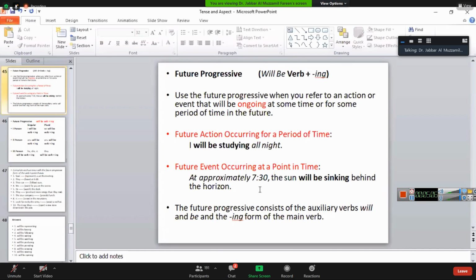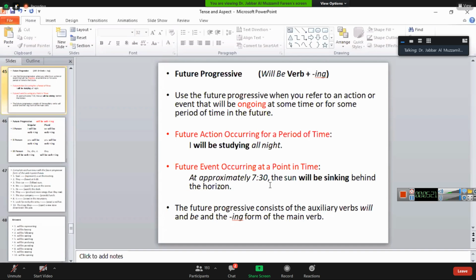Next is the specific time that you denote for that. So, a future event occurring at a point in time. With this particular time you denote, you specify, and then you say it for a future action that may be ongoing. Okay.